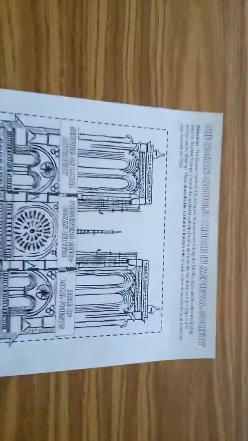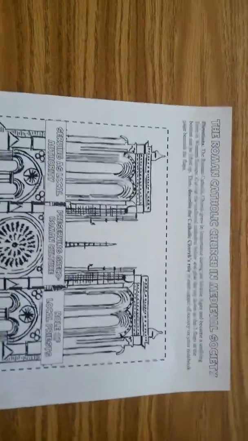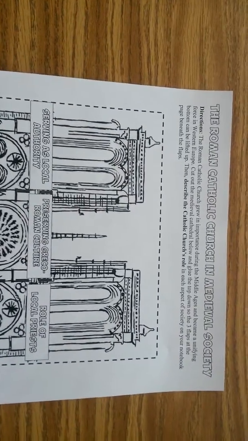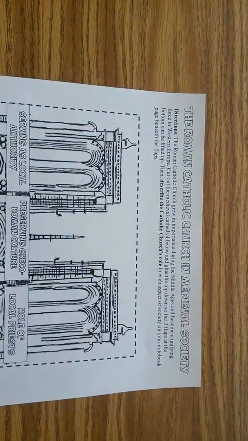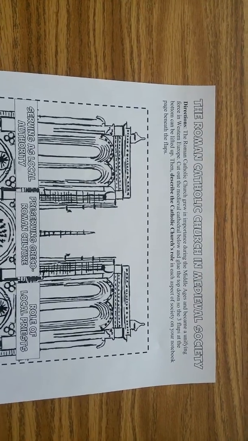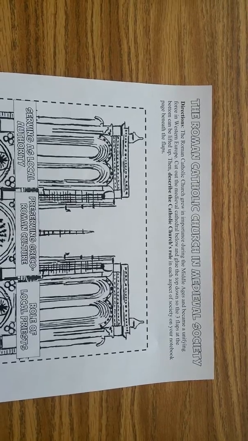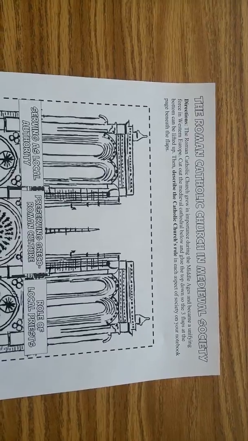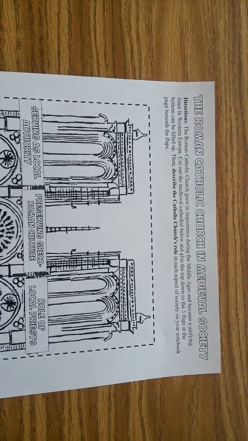The second interactive notebook entry is the Roman Catholic Church and Medieval Society. For this one, the directions are always at the top of the page. The directions are: the Roman Catholic Church grew in importance during the Middle Ages and became a unifying force in Western Europe. Cut out the medieval cathedral below and glue the top down so that 3 flaps at the bottom can be lifted. Then describe the Catholic Church's role in each aspect of society on your notebook page beneath the flaps.